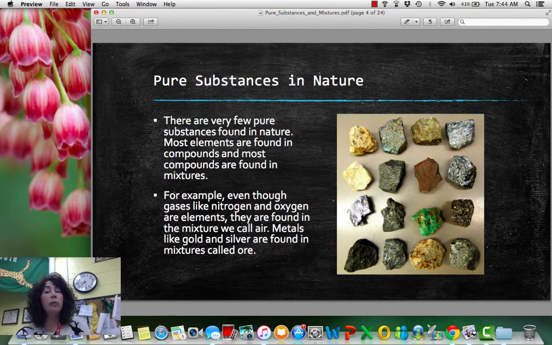There are very few things found in nature that are actually pure substances. Most elements that are found have been chemically combined in some way. So things like nitrogen and oxygen, they are elements, but they're also found in air. They are mixtures that are part of the air. Metals like gold and silver can be found in things like ore.